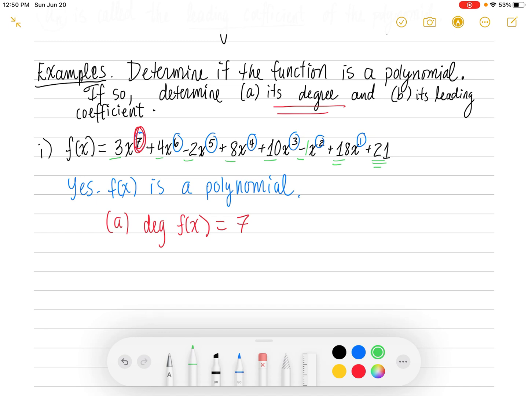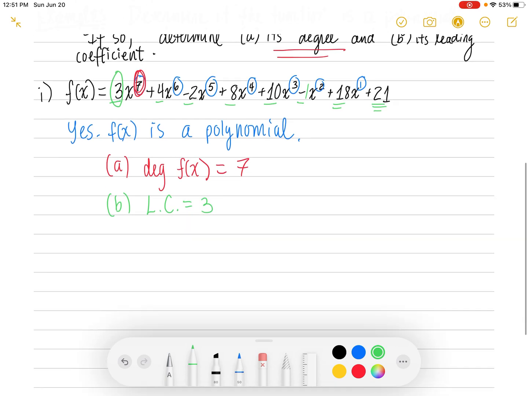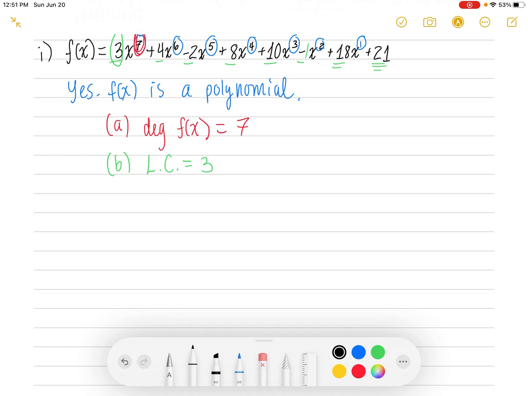And the leading coefficient, we'll do that in green. That's going to be the coefficient of the largest powered term. I'm going to call it the LC for short. Leading coefficient is going to be 3. Okay. So let's do number 2.